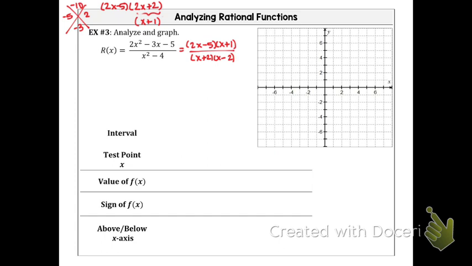So then step 2 is to find the domain. So we know we're going to set that denominator not equal to 0. So x plus 2 cannot equal 0. x minus 2 cannot equal 0. So x cannot equal negative 2. x cannot equal positive 2. So our domain is going to be from negative infinity to negative 2, negative 2 to positive 2, and then 2 to infinity. Then we're going to stop and find those zeros of the numerator and the denominator.